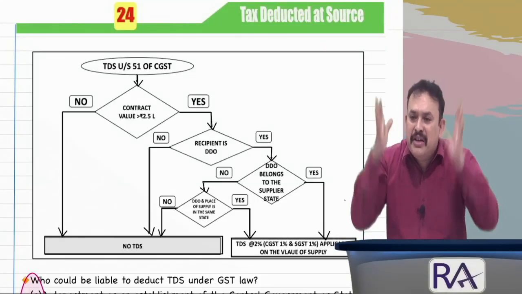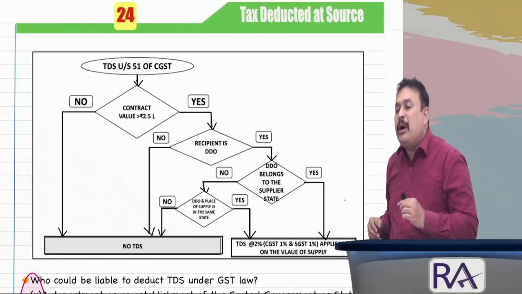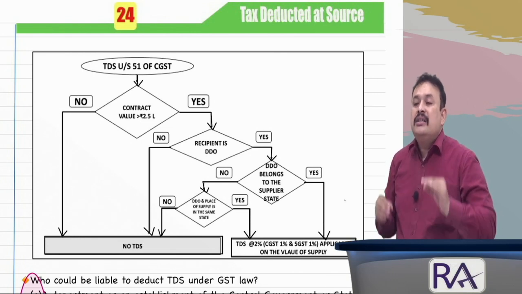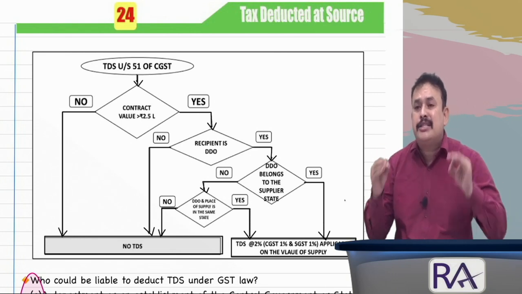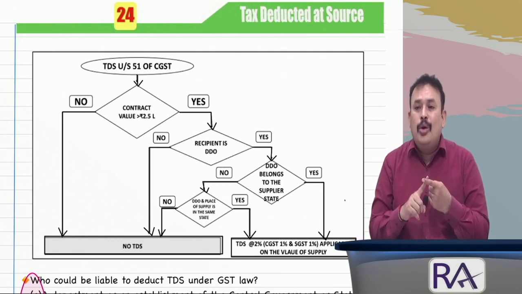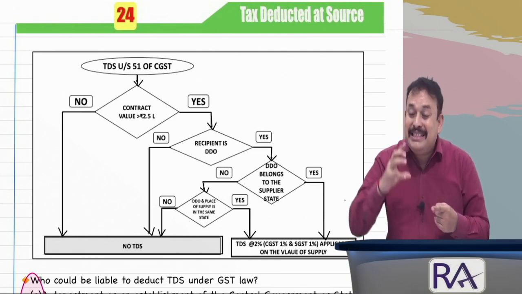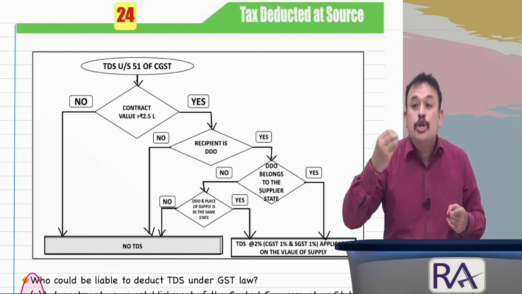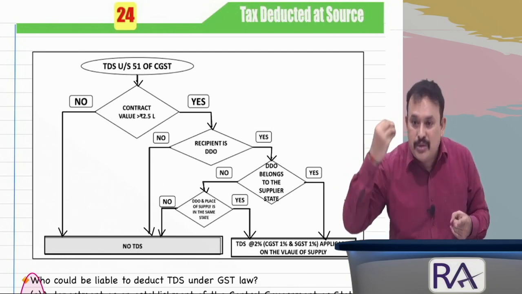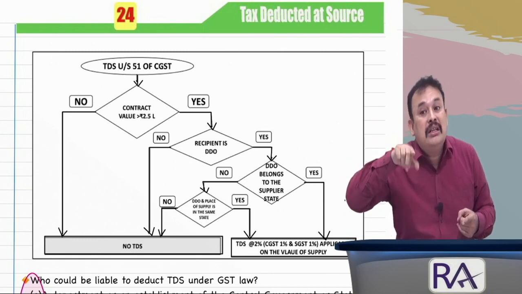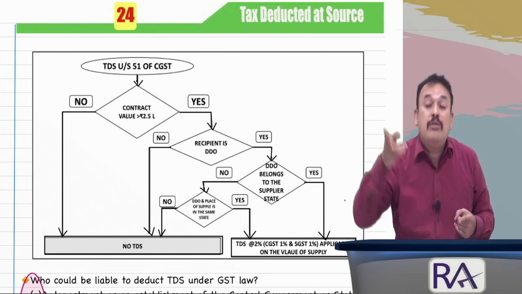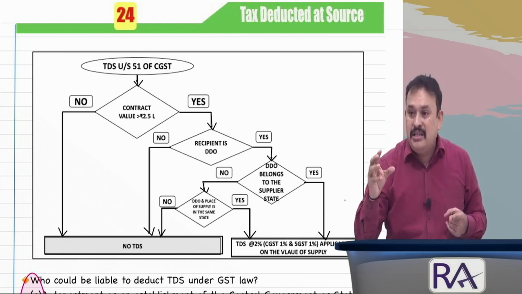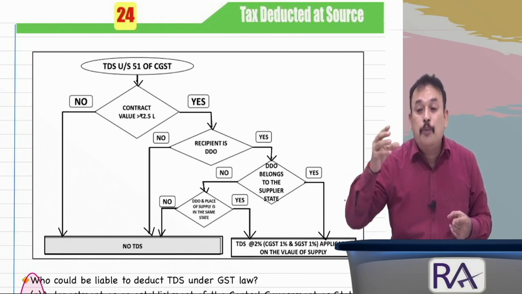A quick revision on section 51 of the CGST Act, TDS, tax deducted at source. It is applicable only when the taxable value of a contract exceeds 2,50,000, which does not include taxes. Without taxes, the value of supply of a contract is more than 2.5 lakhs.